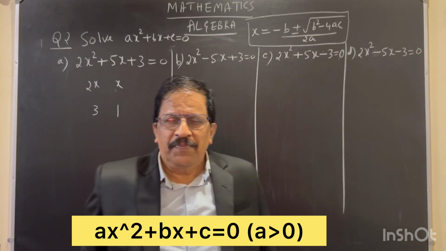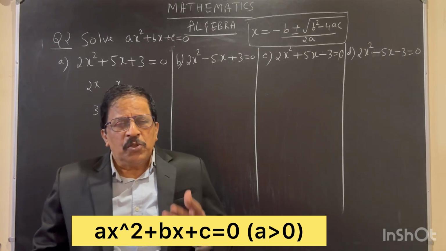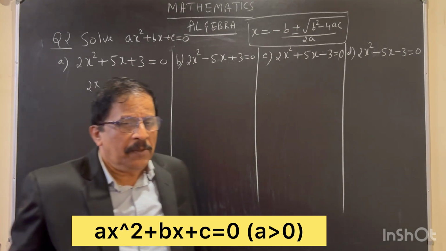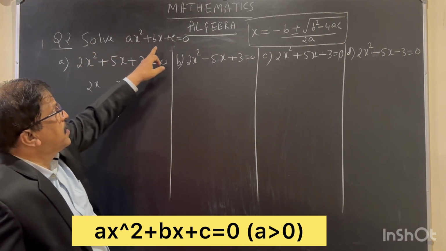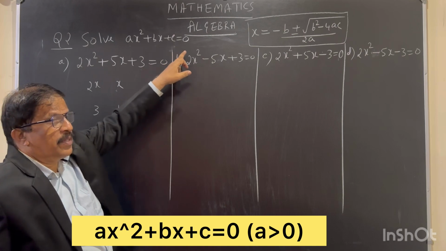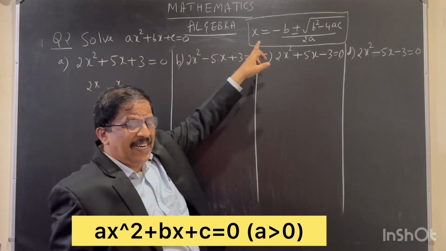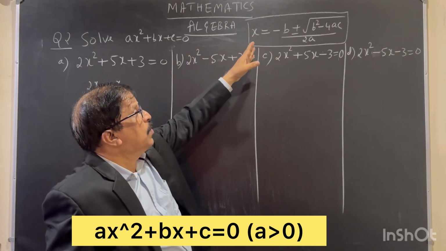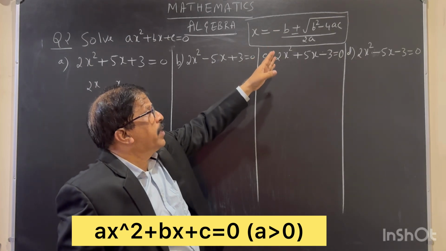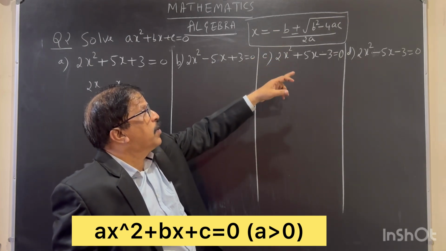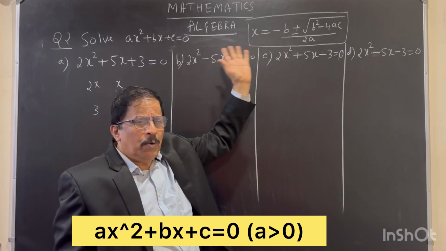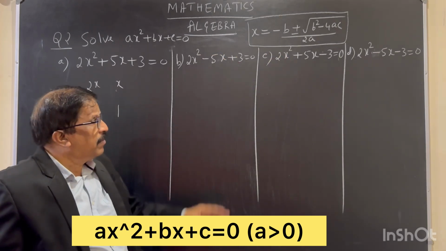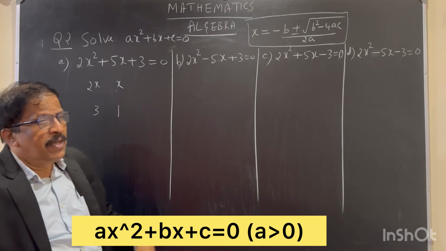Dear students, here is question number 2 under algebra, that is, solve ax square plus bx plus c is equal to 0. The formula you have studied is x is equal to minus b plus or minus square root of b square minus 4ac divided by 2a. Using this formula you can solve these types of problems very easily.